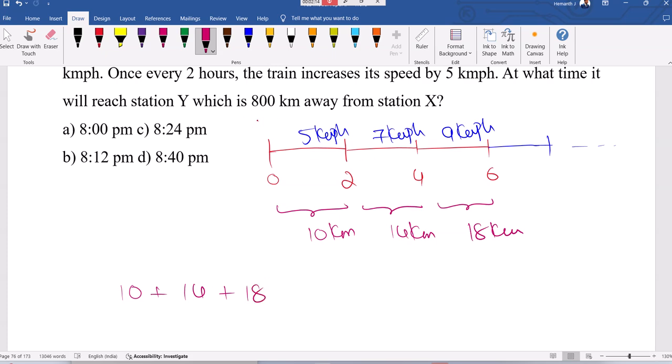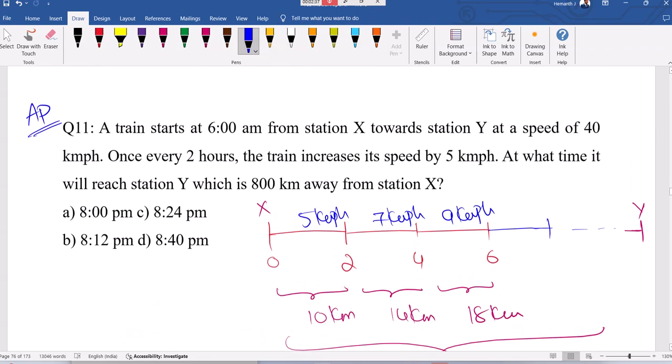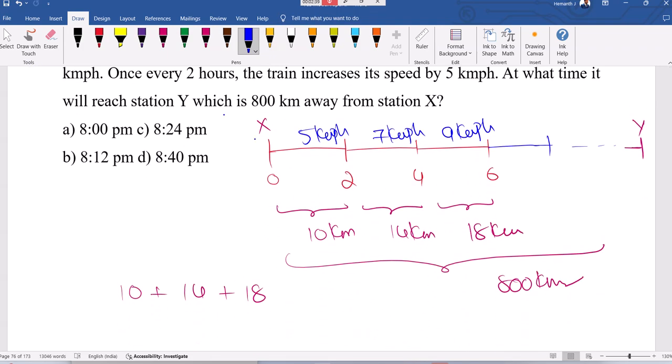The distance between X and Y is 800 kilometers. So 10, 14, 18, keep going. After certain time, we are going to reach 800 kilometers. Now, very simple. They have given 8 p.m. The answers are in 8 p.m. So you started at 6 a.m.